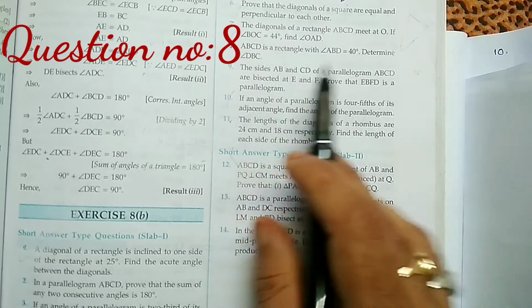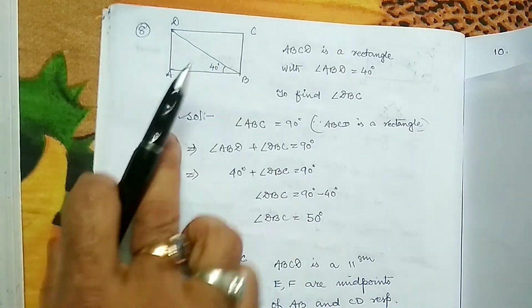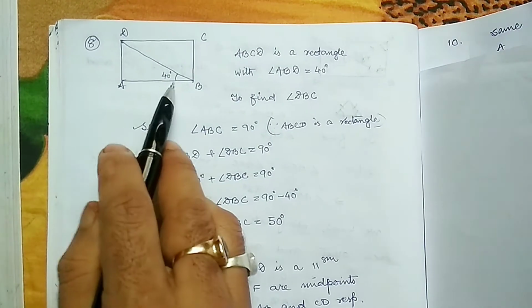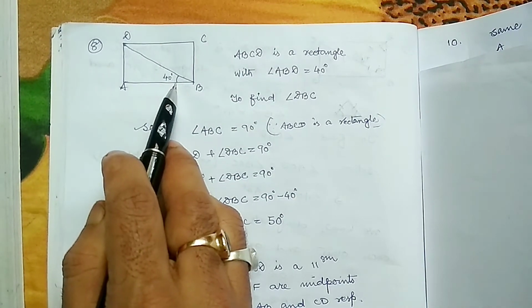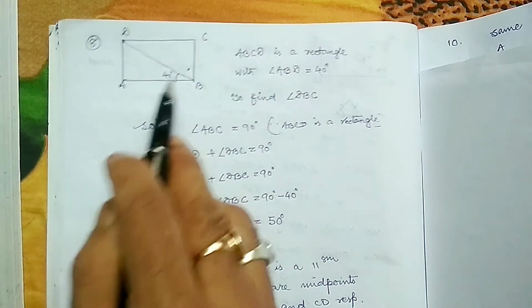We have to determine angle DBC. Here ABCD is a rectangle in which this angle is 40 and we have to find angle DBC. This angle we have to calculate.